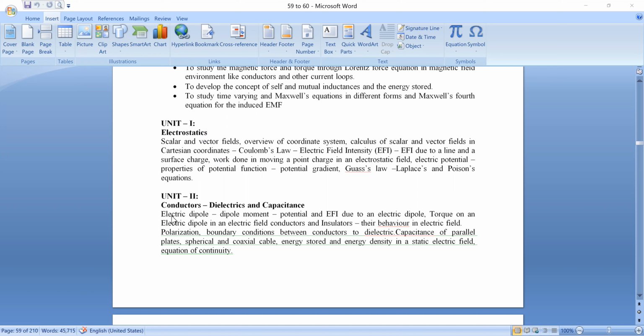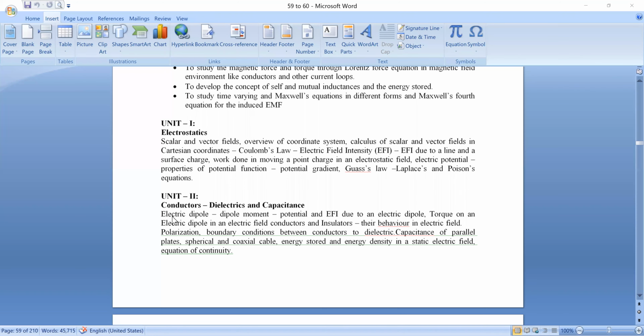And the next, unit 2. In this chapter, we discuss conductors, dielectrics, and capacitance. What is meant by conductors, their properties, and what about the electric field intensity in different cases of conductors. What is the dielectric, and what about the dielectrics when placed in an electric field, and what are the different types of capacitors, like that.